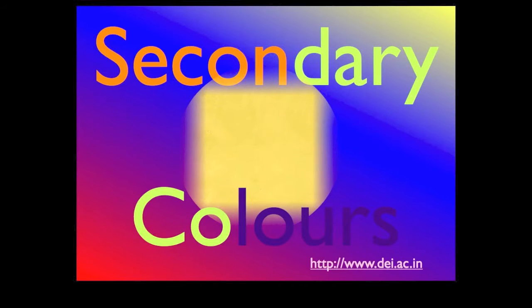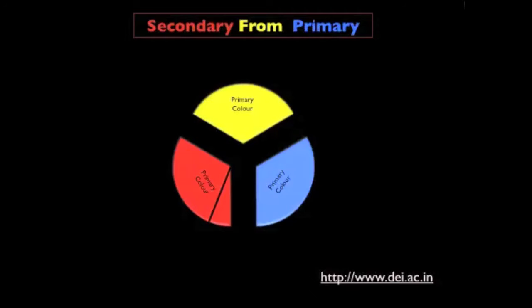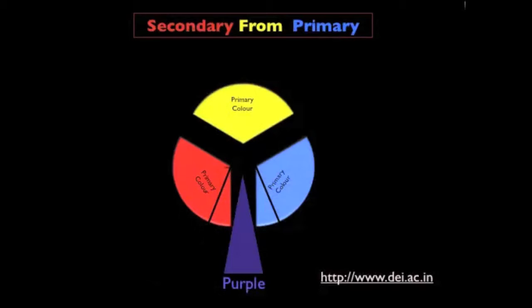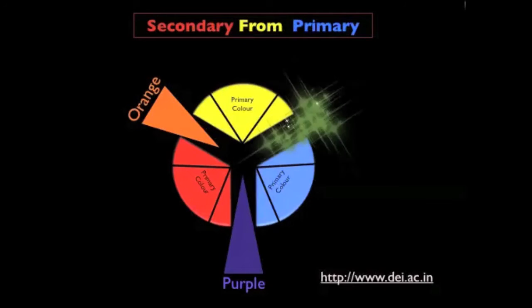Secondary colors. The three secondary colors are purple, orange, and green. They are called secondary colors because they are created by mixing two primary colors. That is, red and blue will give you purple. Red and yellow will give you orange. Blue and yellow will give you green.